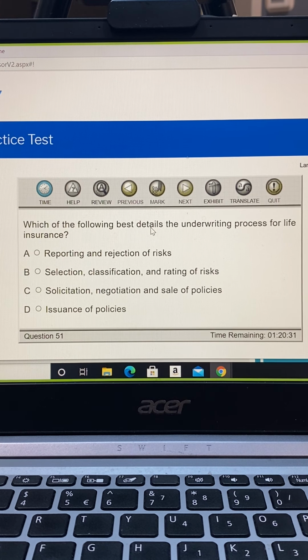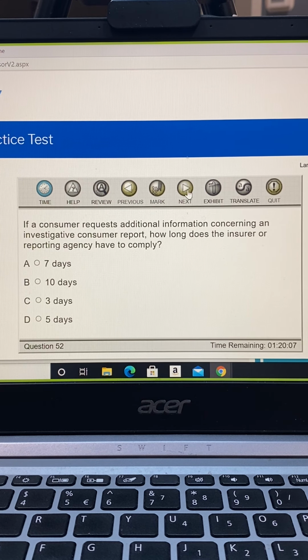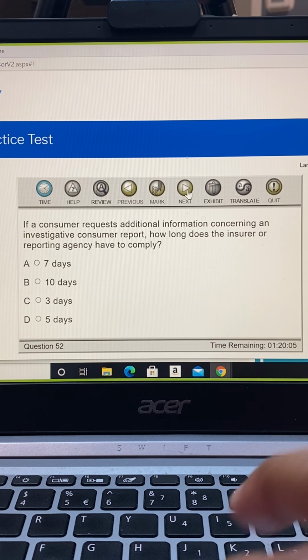Which of the following best details the underwriting process for life insurance? Solicitation, negotiation, and sale of policies. No. I got that wrong on my last test. It's selection, classification, and rating of risk. Exactly. Yeah, I did get that wrong. Put that in my notes.